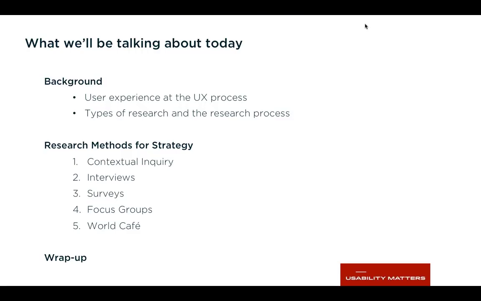Thanks, Anita. To get us all on the same page, I'm going to start with a bit of background, starting with what we mean by user experience and the UX process, and then a little bit about types of research and the research process. Then we'll discuss some research methods for strategy in detail: contextual inquiry, interviews, surveys, focus groups, and World Cafe. The aim is to help you understand these research methods, when to use them, and most importantly, why you might want to use them.